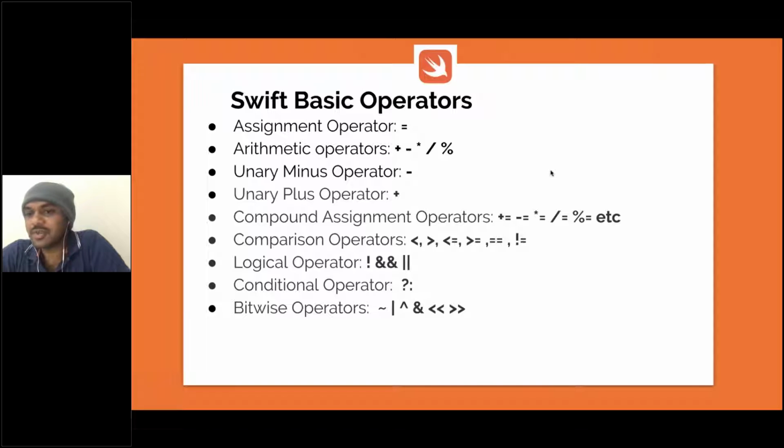The major difference was that increment and decrement operators were not supported in Swift. Except that, the assignment operator, arithmetic operator, unary minus and plus, the compound assignment operator, and comparison, that is the relational operator, at the same time logical operators, conditional operators, and bitwise operators are all supported, except the increment and decrement operators.